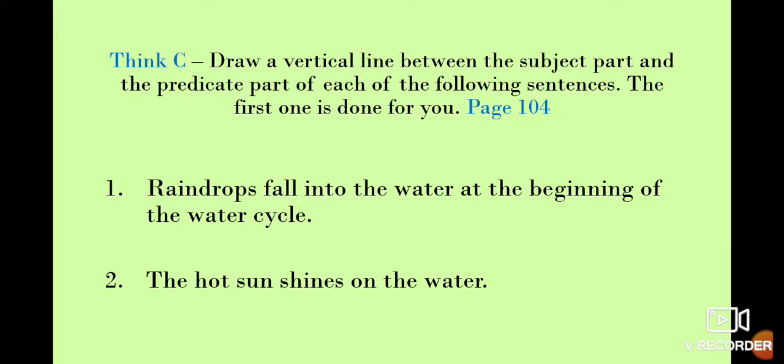Okay, let's continue. This one is the exercise C. In this case, we draw a vertical line between the subject part and the predicate part. That means we identify what is the subject and what is the predicate, and we separate them with a vertical line. Raindrops fall into the water at the beginning of the water cycle. In this case, raindrops is the subject and fall into the water is the predicate. Number 2, the hot sun shines on the water. In this case, the subject is the hot sun, and the predicate is shines on the water.